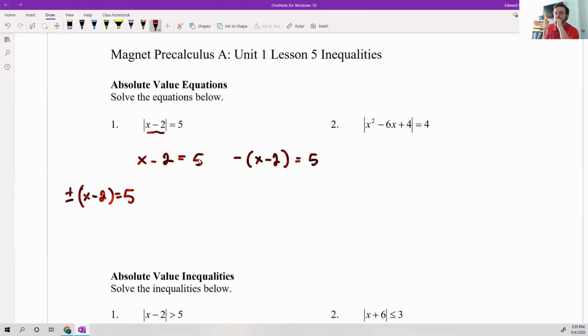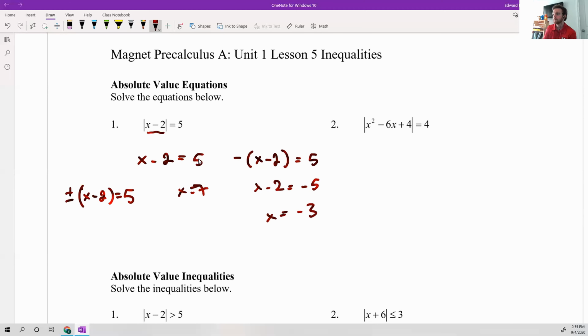So we have these 2 equations. If I add 2 to this one, I get 7. If I divide by -1, I get x minus 2 is equal to -5. And if I add 2, I get -3. Both of these work, right? If I plug in 7, I get 7 minus 2, which is 5. The absolute value of 5 is 5. And -3 minus 2, that's -5. I get 5.